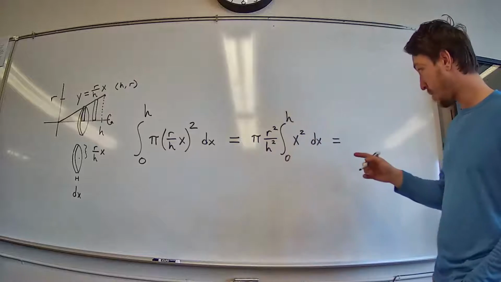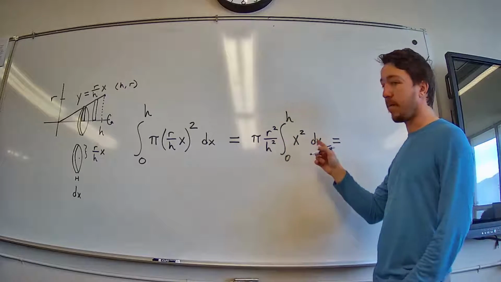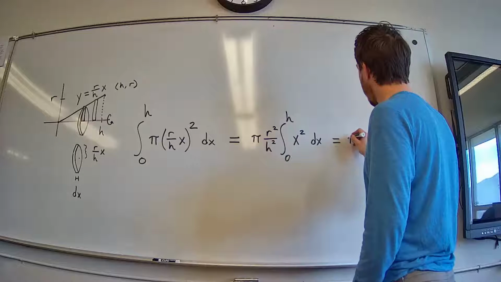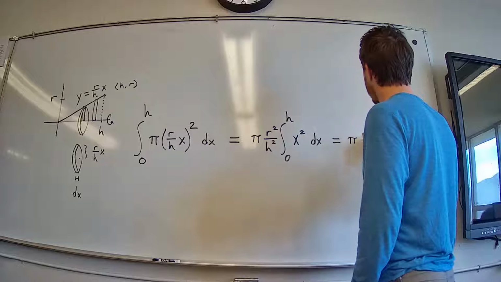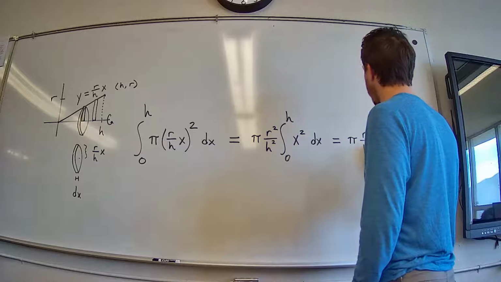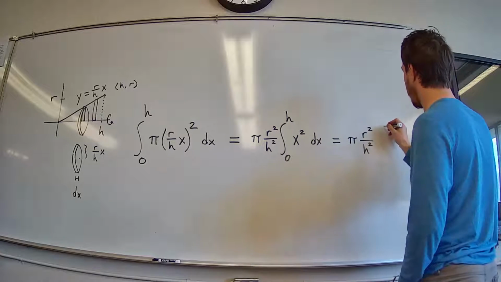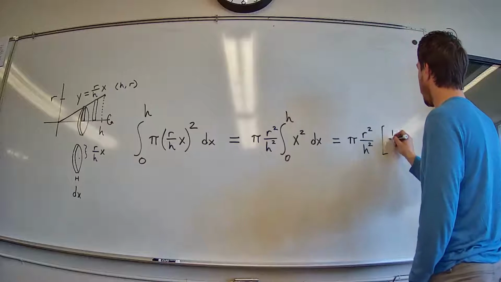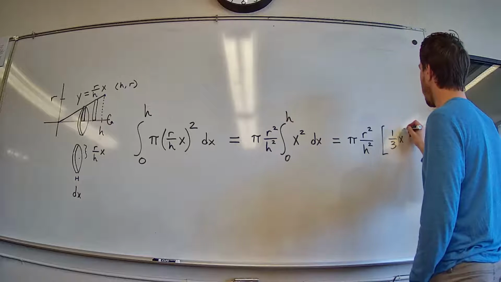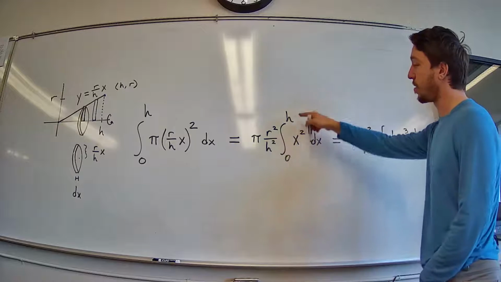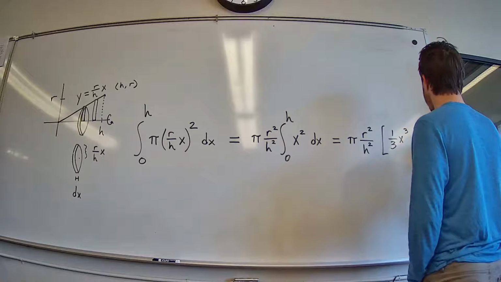Okay. We're okay with that? Yes. So this is still a constant, pi times r squared over h squared. We can integrate that now. One third x cubed, evaluated from 0 to h.